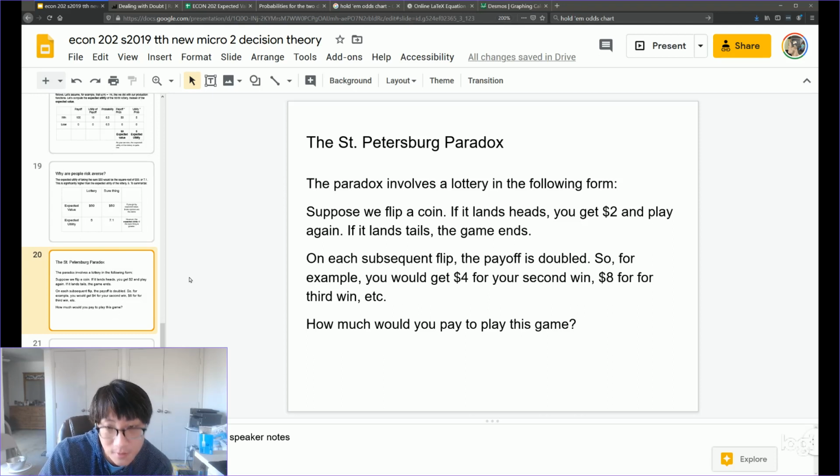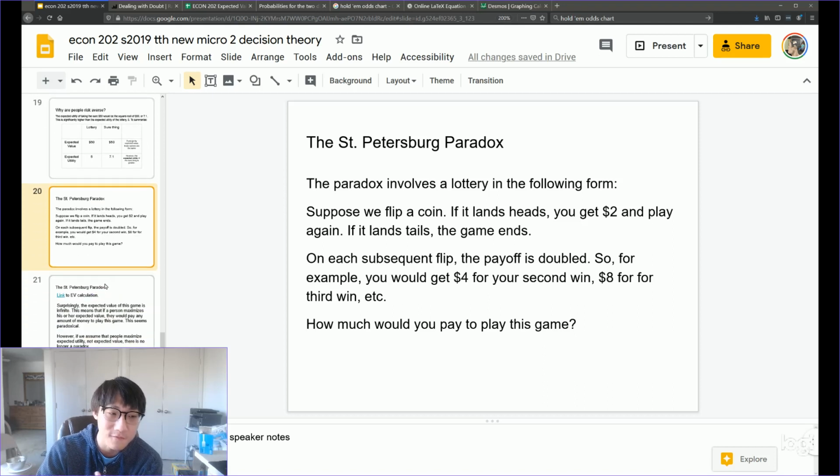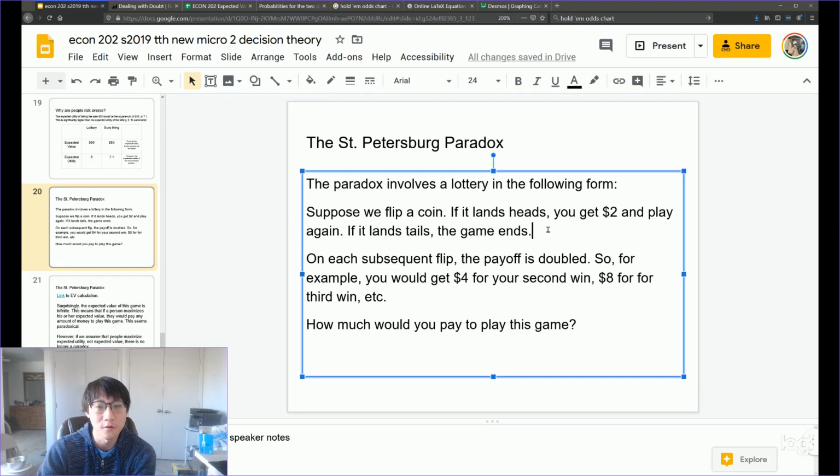So let's look at one final example. This is yet again a situation where the expected value doesn't seem to work properly. It involves a kind of more complicated game in the following form. Suppose we are again flipping coins, and suppose we flip the coin, and if it lands heads, you get $2, and you also get to play again. And if it lands tails, then the game simply ends.